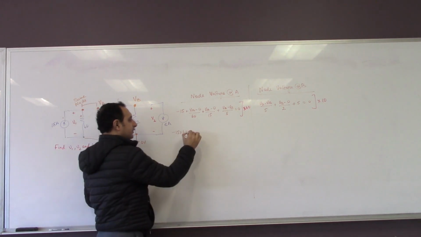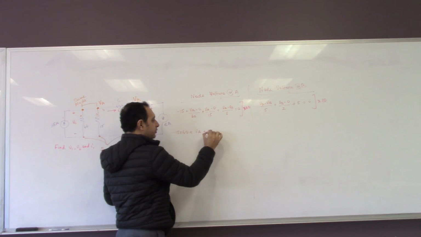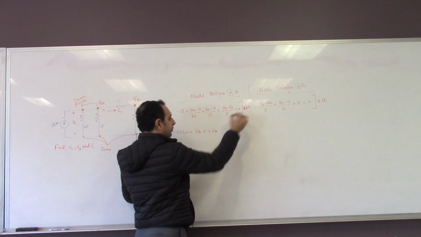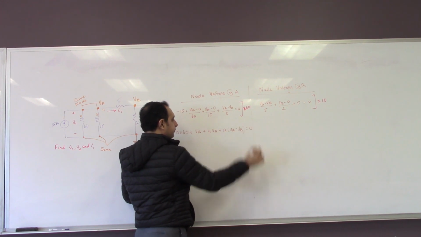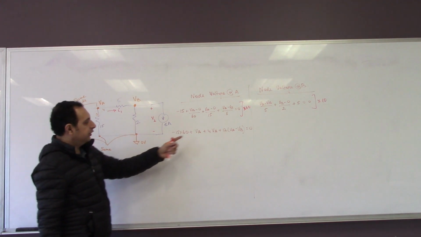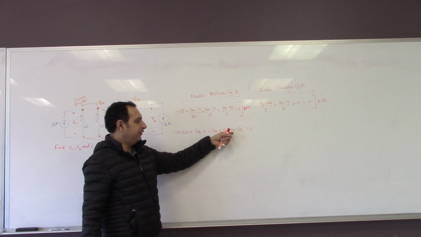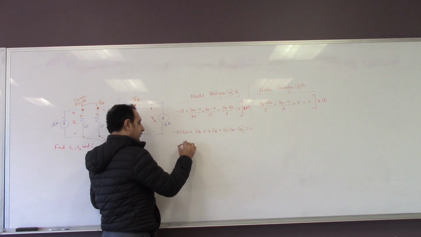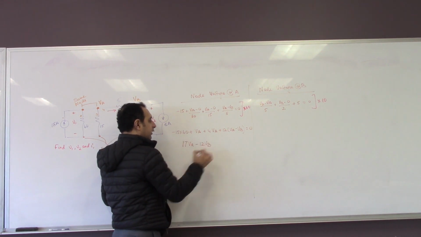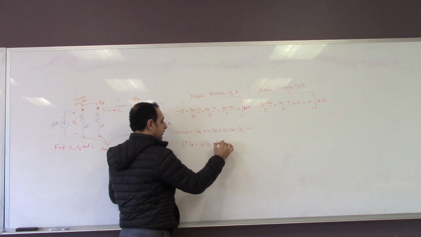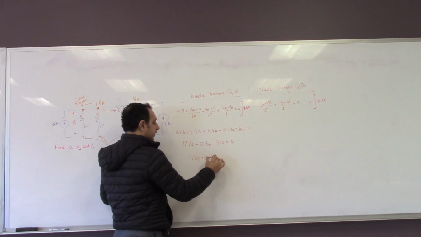60 plus 60 will cancel, so only VA. Here, that will be 4 times VA, and 5 will be 12 times, so 12 times VA minus VB. Okay, so VA plus 4 VA, that will be 5 VA, plus 12 VA, so 17 VA. Okay, minus 12 VB. Okay, minus 900, okay, or 17 VA minus 12 VB is equal to 900.